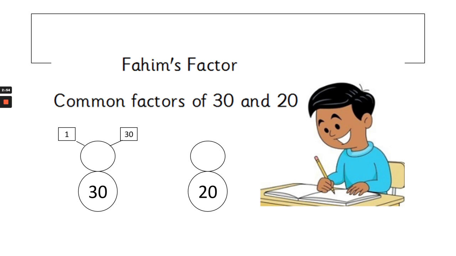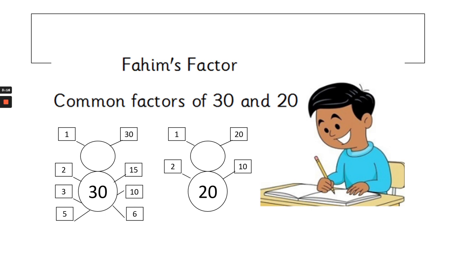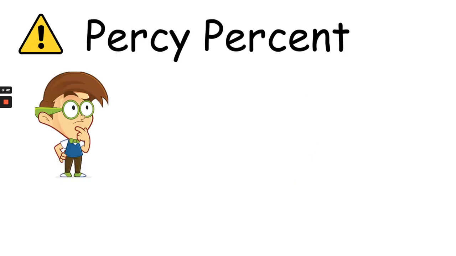The factors for 30: 1 and 30, 2 and 15, 3 and 10, 5 and 6. Notice how I do them systematically to make it easier to make sure that I've got them all. Once I'm happy I've got all the factors for 30, I'm moving on to 20. 1 and 20, 2 and 10, 4 and 5. Now I'm looking for the factors which appear for both 30 and 20, the common factors. That gives me 1, 2, 5 and 10. Well done if you got those, Year 6.